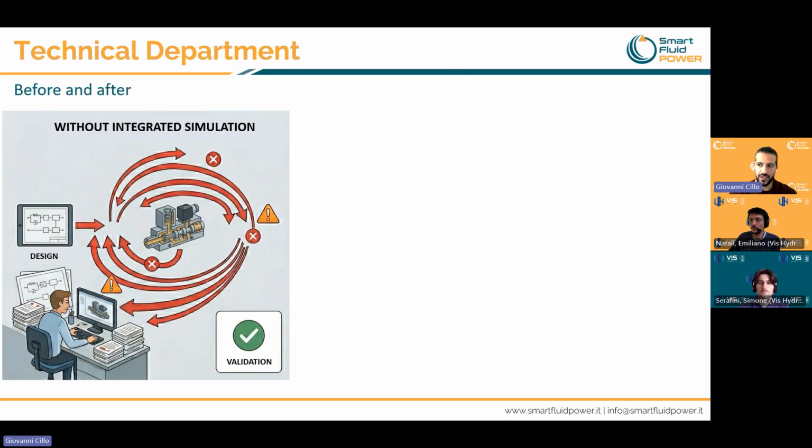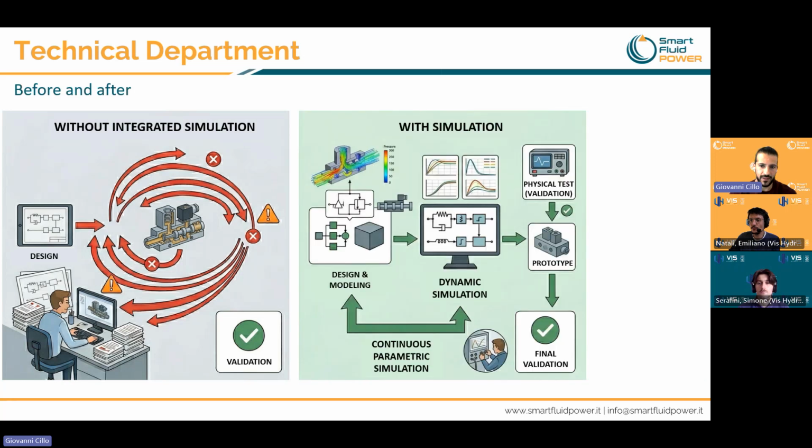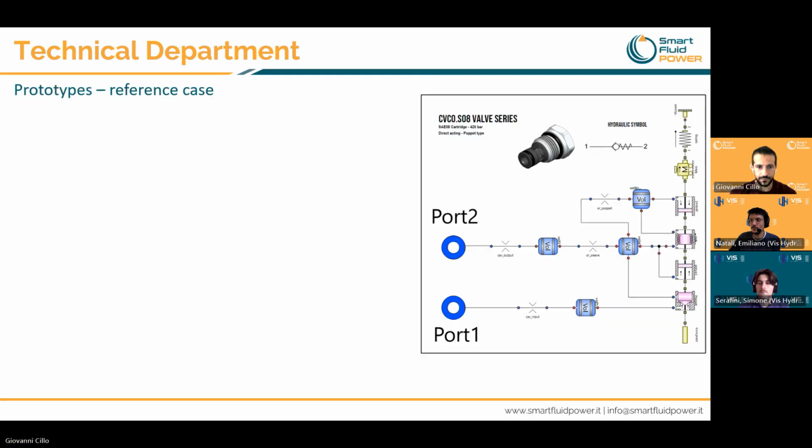If we look at the engineering office, the change is quite clear. Without integrated simulation, many issues only emerge during the testing phase. With simulation, we can anticipate them already during the design phase. This results in fewer iterations and greater control over the component's behavior. We look at three typical activities: prototyping, redesign, and integration into the system.